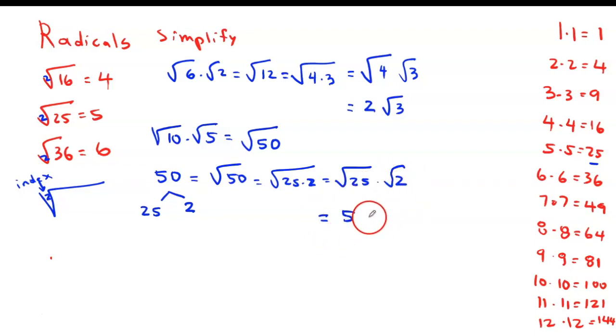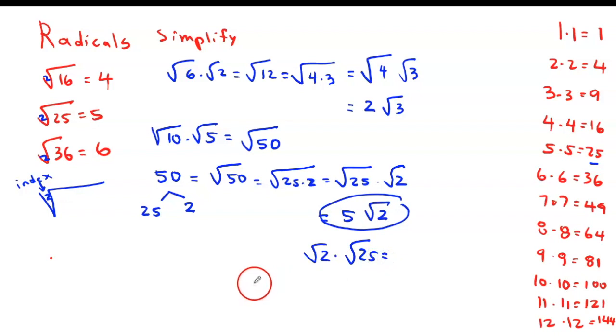Square root of 2, this is a prime number, stays the same. And now this is my answer. If by any chance you had square root of 2 times square root of 25, that's okay. Square root of 2, can I do anything with this? No, stays the same. Square root of 25, yes, it's 5.